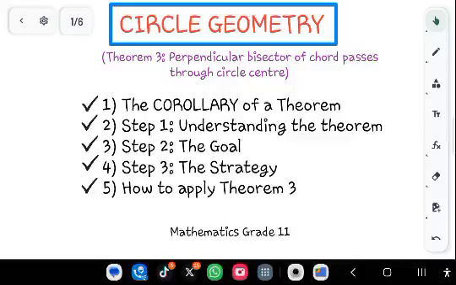In this video, we're going to focus on circle geometry again, theorem number 3 for mathematics grade 11. And this is the theorem that says perpendicular bisector of chord passes through circle center.